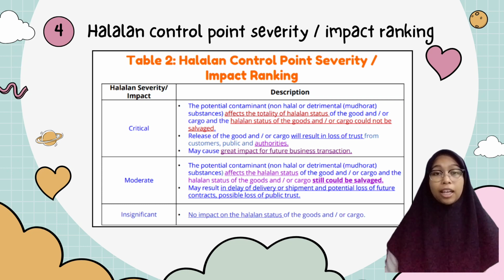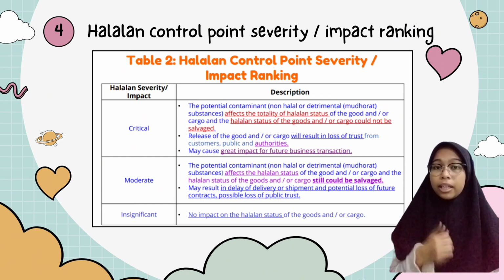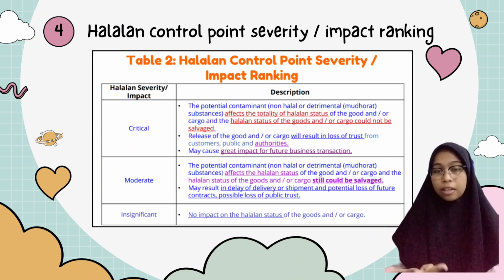Now we move to halal control point severity or impact ranking. Before that, what does it mean by this table? This table is actually telling us how far the failure at halal control point could affect the halal status. This table is divided into three impacts, which are critical, moderate, and insignificant.